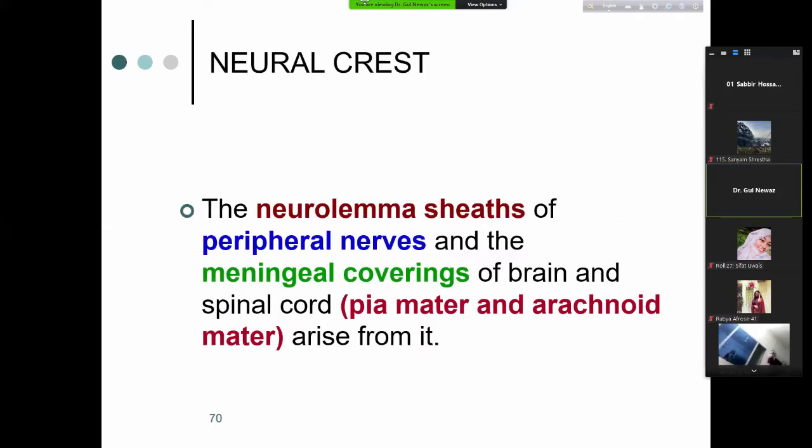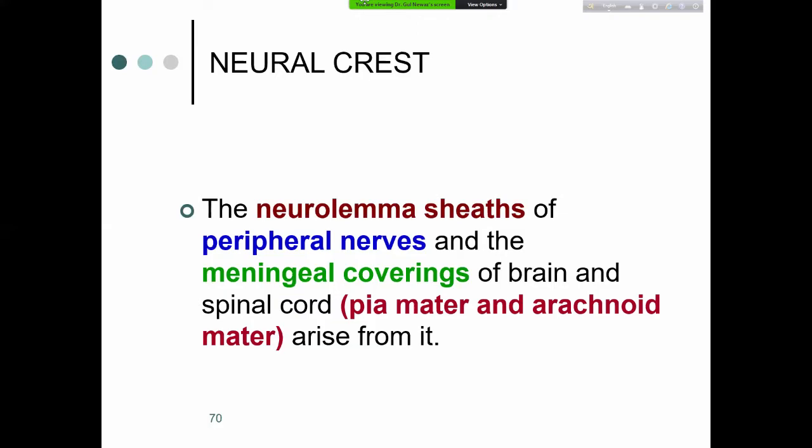Also, they form the neurolemma sheaths of peripheral nerves and the meningeal coverings, that is the pia mater and arachnoid mater, not the dura mater. Just remember, because we haven't started this part of the body yet. Just go through that the neural crest gives rise to the neurolemma sheaths of the peripheral nerves and the meninges. What are the meningeal layers? Pia mater and arachnoid mater.